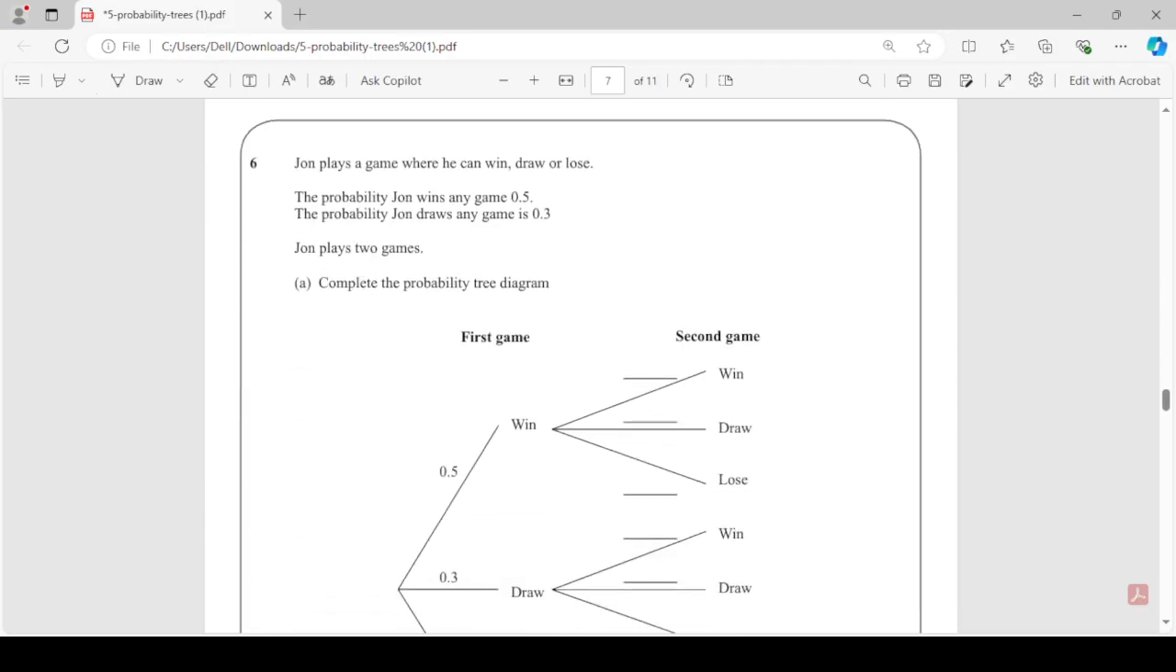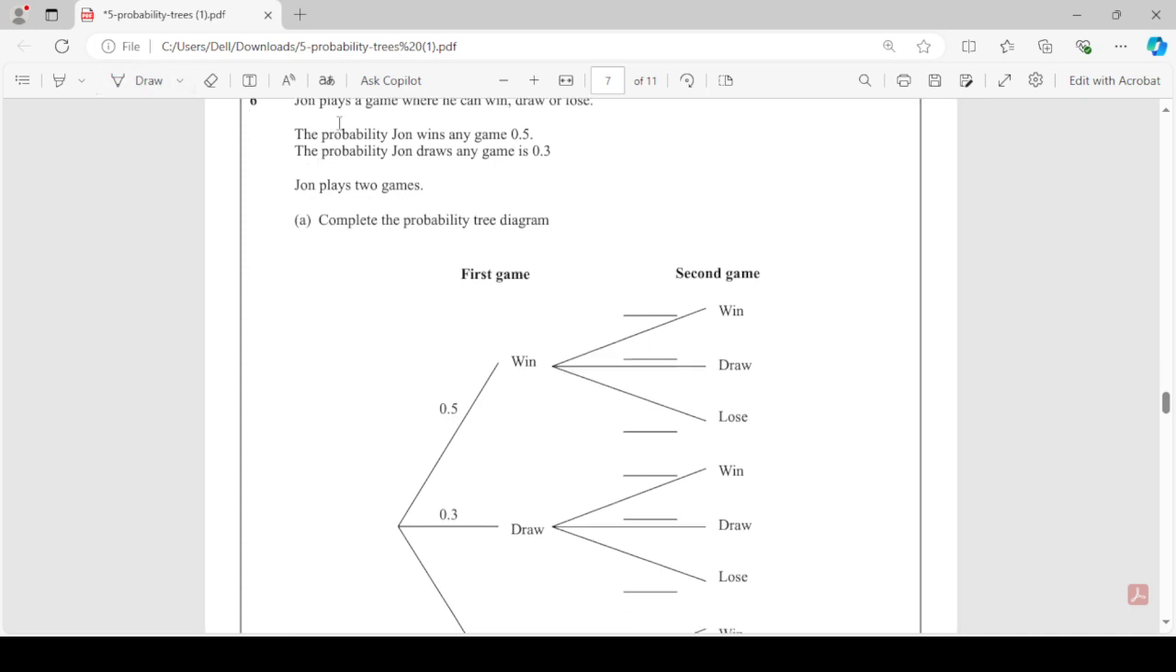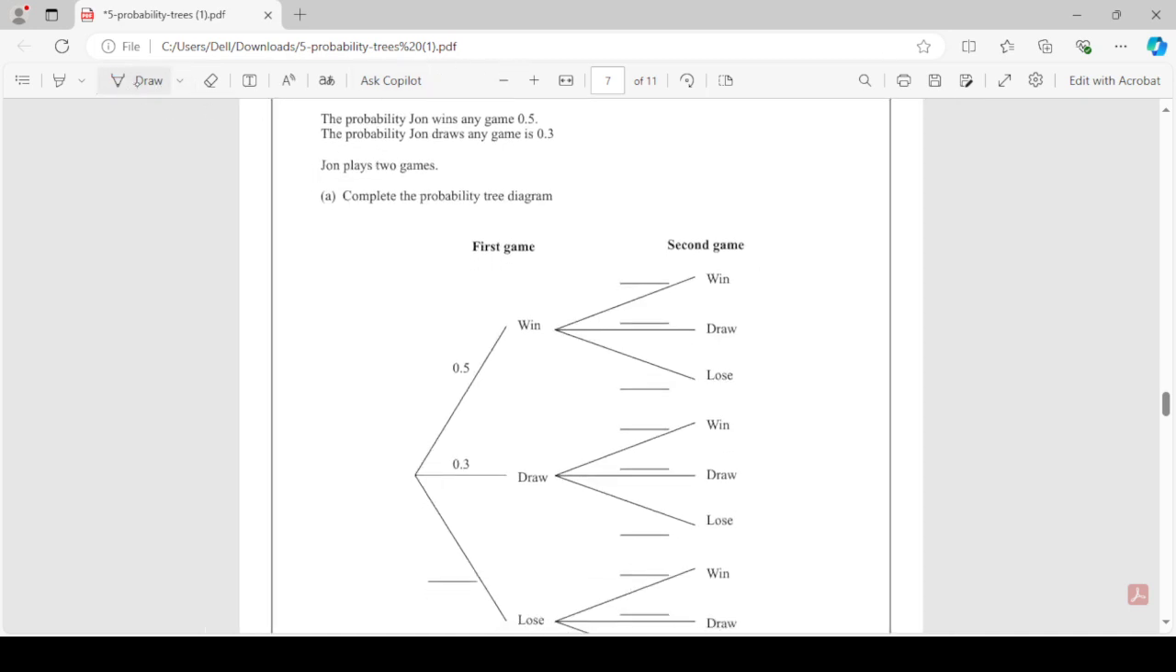Question number 6. John plays a game where he can win, draw, or lose. The probability John wins any game is 0.5. The probability John draws any game is 0.3. He plays 2 games. Complete the probability tree diagram. Win is 0.5, draw is 0.3, and lose is 0.2.